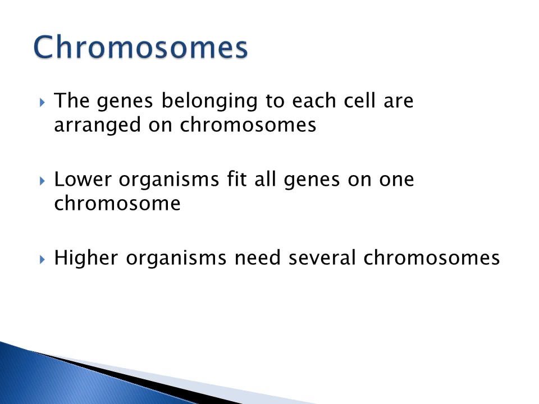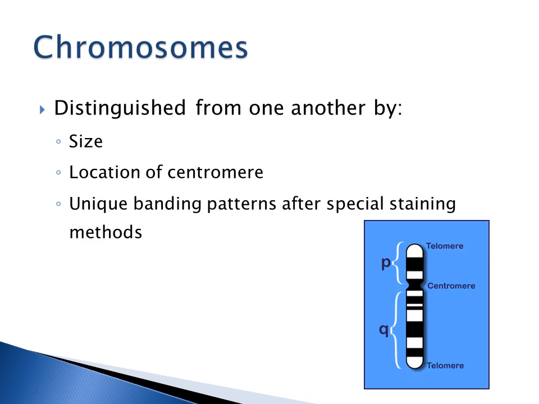Now, your genes are within the chromosome, and the chromosomes are within the nucleus of the cell. Lower organisms fit all of their genes on one chromosome. However, higher organisms have so many more genes that they need several chromosomes. Chromosomes are distinguished from one another in the cell by the size, the location of the centromere, and the unique banding patterns. And usually you're going to look at the banding patterns using special staining techniques.